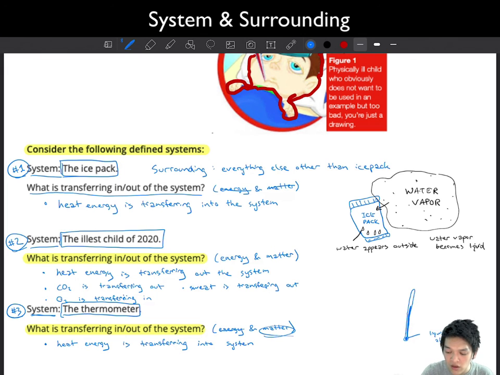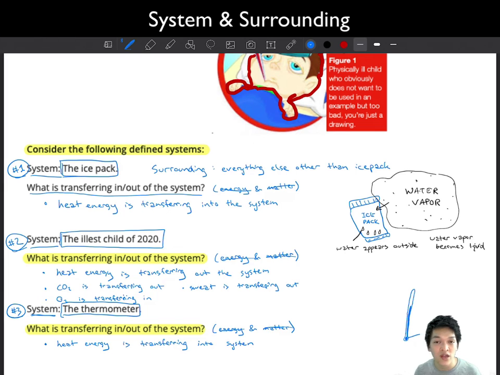Is there any mass, or matter rather, that transfers in or out of a thermometer? For this one, just think about the thermometer again. A thermometer is basically enclosed. This type is enclosed in glass. That means no air, no liquid, or no solid can get into the thermometer. You can kind of understand this because a thermometer is also reusable, like indefinitely, right? That's because nothing is going in or out of the thermometer in terms of matter. So for this one, only energy can transfer into the thermometer.